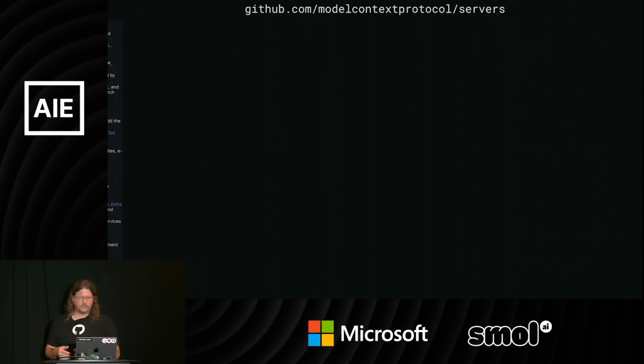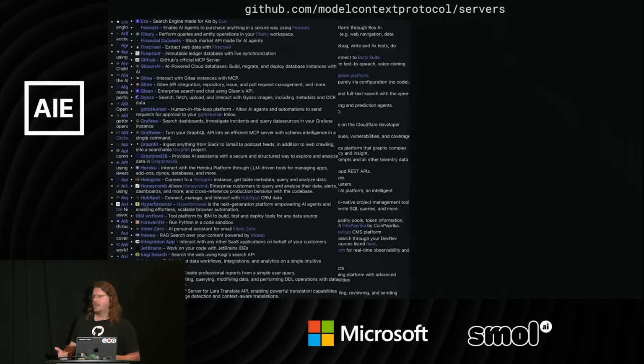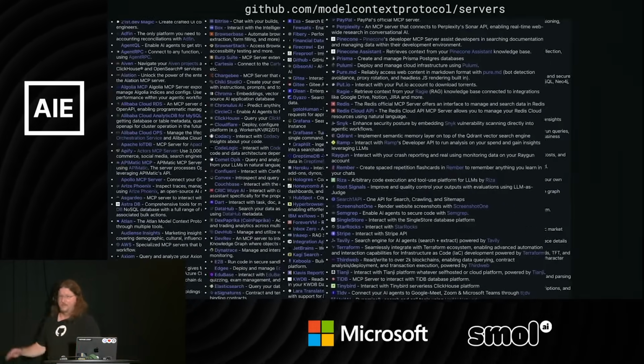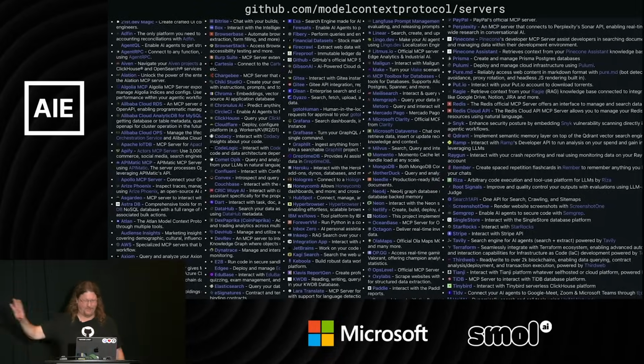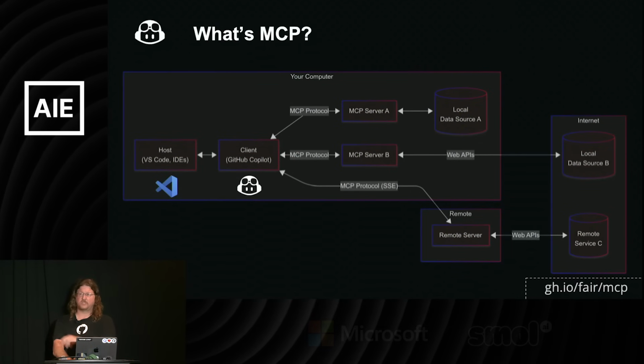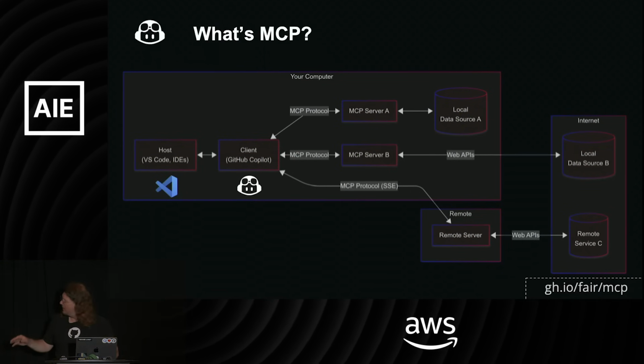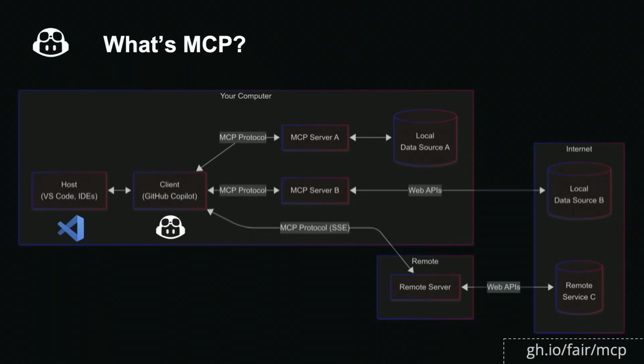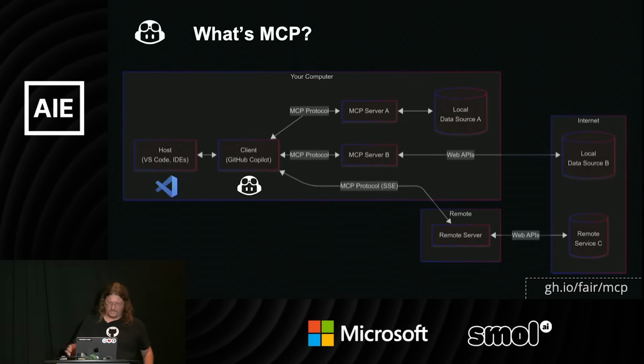And we're just going to go through every single one of the MCPs out there, and we're going to go in detail. No, okay, I'm not. There's thousands, people. Okay, so github.com/modelcontextprotocol/servers is a list of it. By the way, this URL in the bottom right, gh.io/fair/MCP, has all of these slides and the embedded videos. So feel free to take pictures, but those will all be available to you immediately.